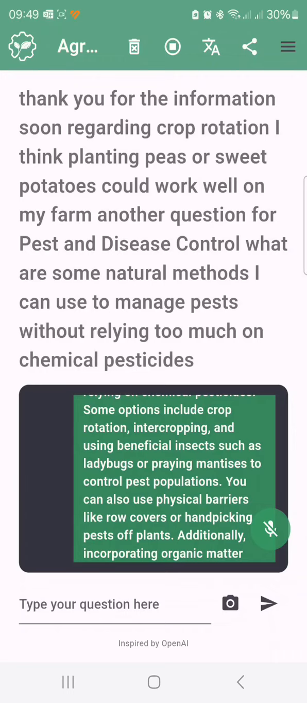Additionally, incorporating organic matter into the soil can help improve plant health and make them more resistant to pests and diseases. It's also important to regularly monitor your crops for any signs of pests or diseases and take prompt action if needed.